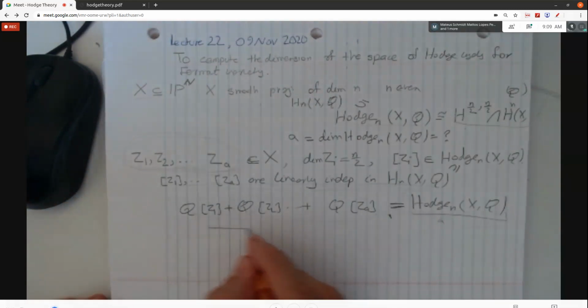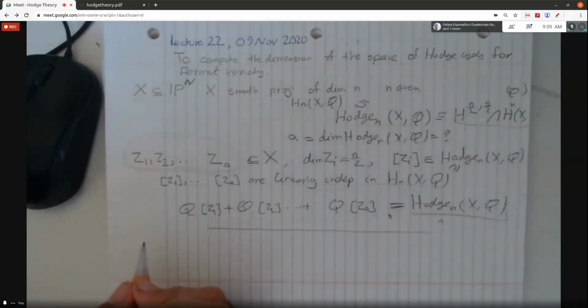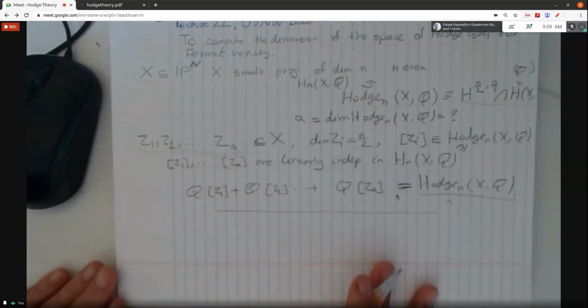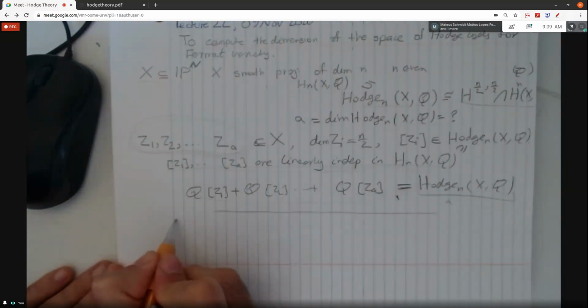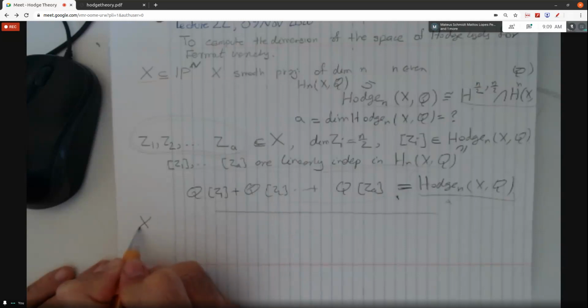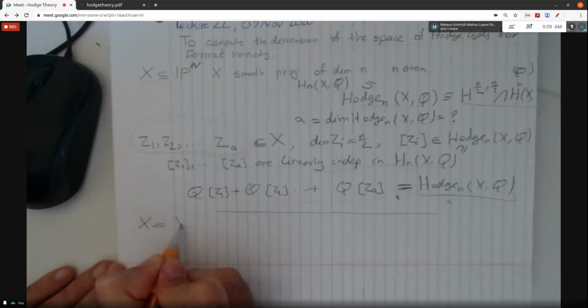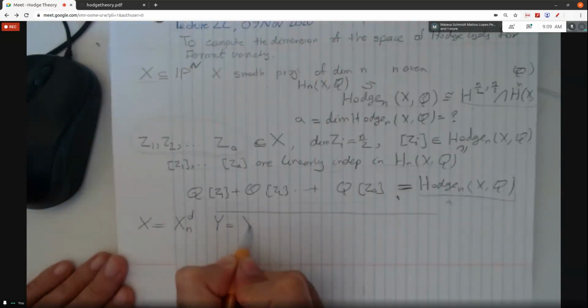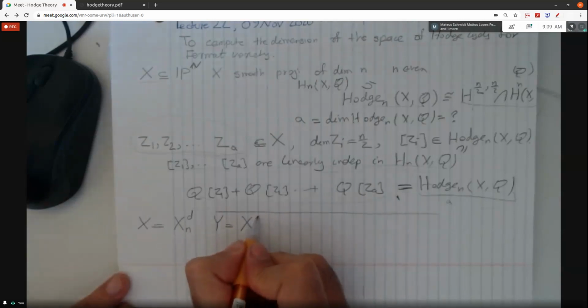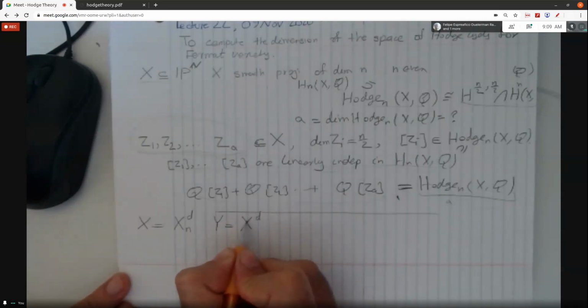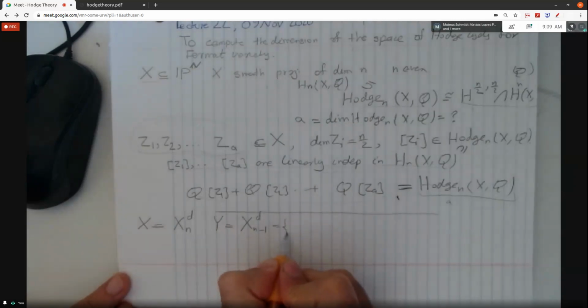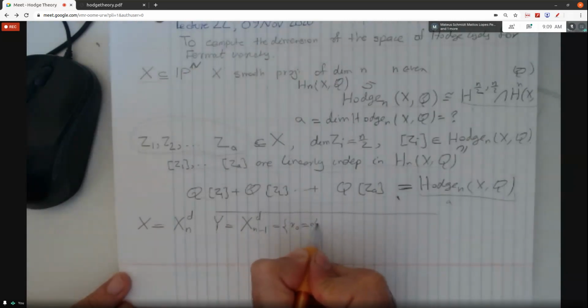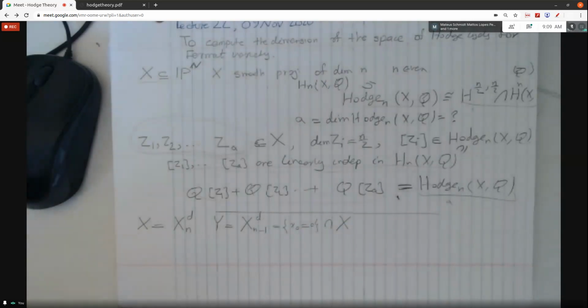So let's go back to the hypersurface case. Again, what I am saying is valid in general for hypersurfaces. So let's remember that X is the Fermat variety of degree d and dimension n, and Y is the Fermat variety of degree d and dimension n minus 1. It was given by x0 equal to 0 intersected with X.